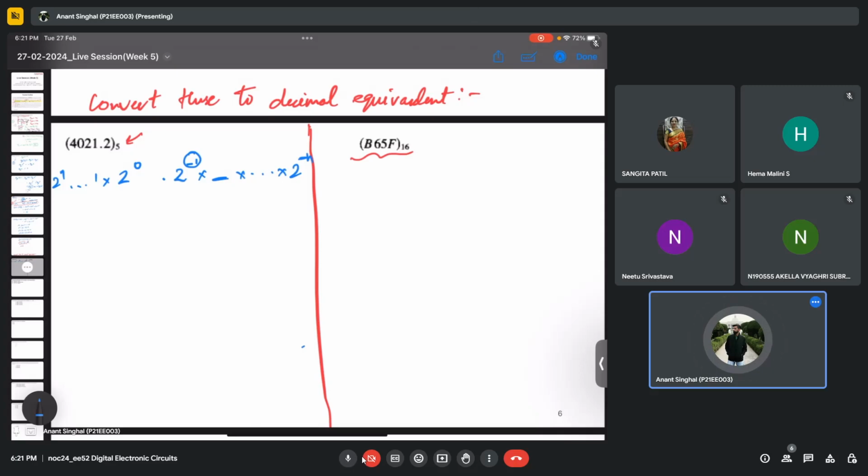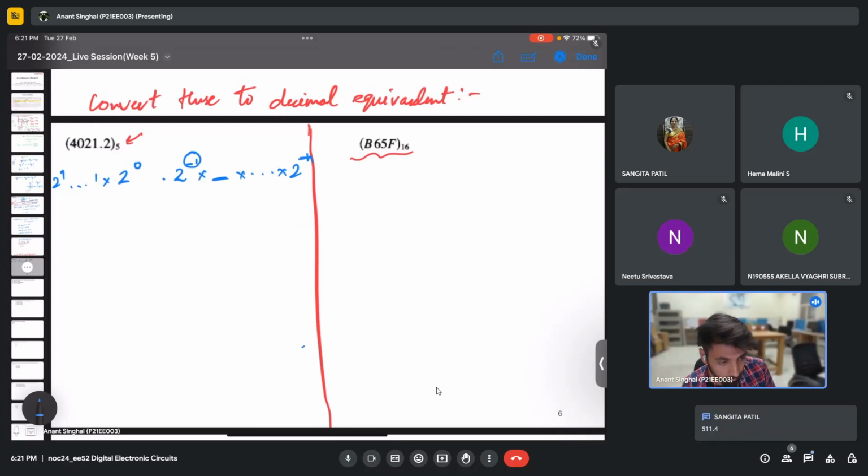Is there any answer for the decimal equivalent? So let's try to solve it then. Now the question says, okay, I've got one answer which is 511.4. We'll see if this is correct. Okay, so let's try to calculate.